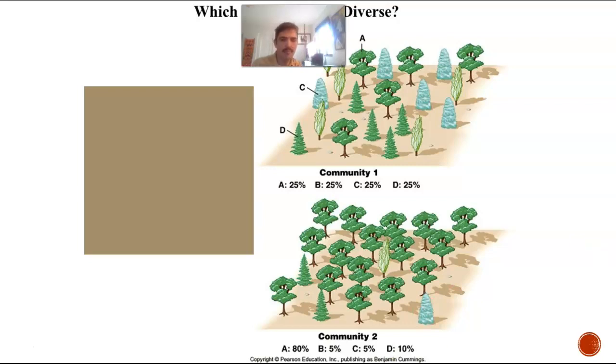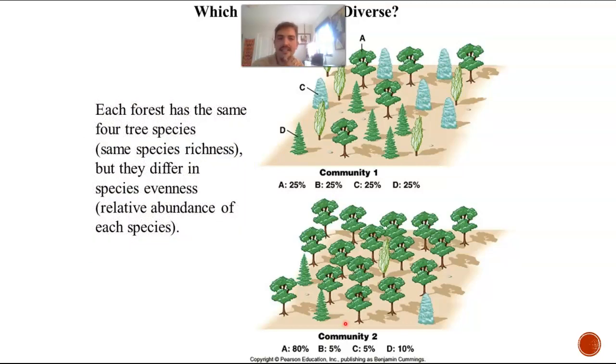And so, which forest do you think is more diverse? Go ahead and answer. Each forest has the same 4 tree species, so it has the same species richness, but they differ in species evenness, so the relative abundance of each species. So they have the same types of trees, you can see that, right? But this one is much more even, right? They all kind of have a good footing, whereas this one is not very even. It's filled with this one tree. Probably the Chinese tree of heaven like they have in Albuquerque.